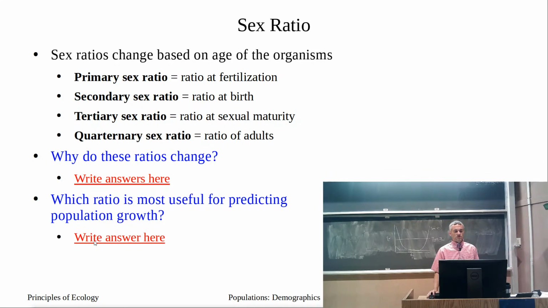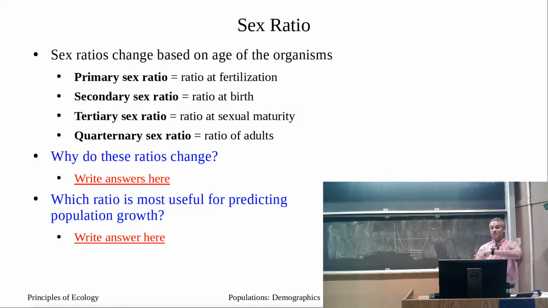Which of these ratios is most useful for predicting population growth? What do you think? Primary, secondary, tertiary, or quaternary? One, 2, 3, or 4. Which one? Quaternary? So I've got 1 vote for quaternary. We've got 1 vote for tertiary. 3 votes? 4?